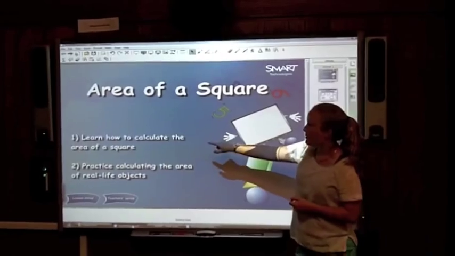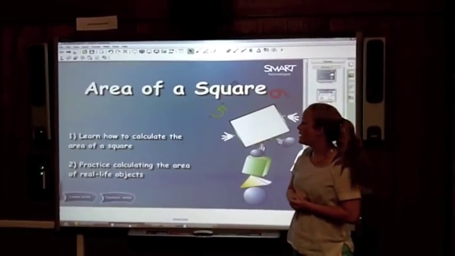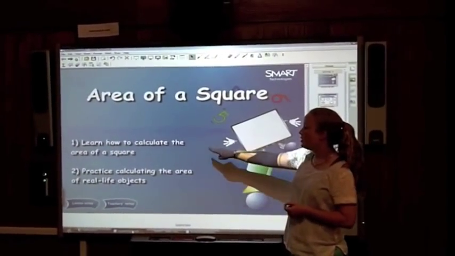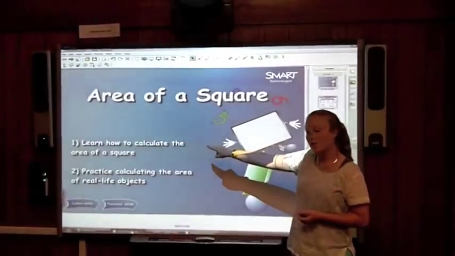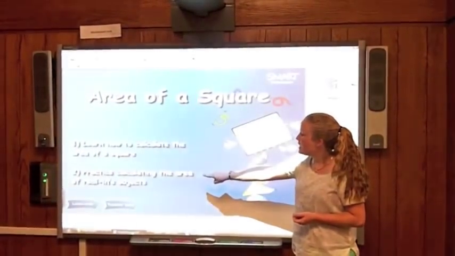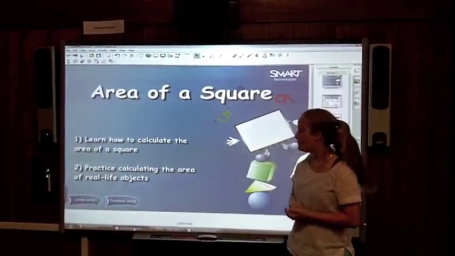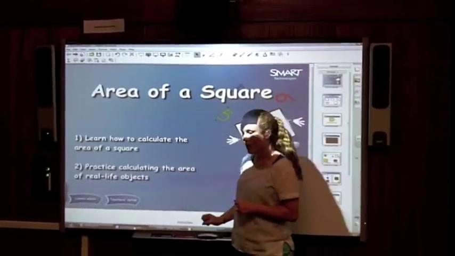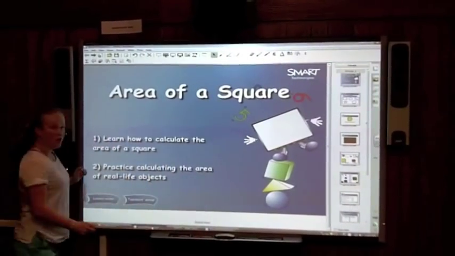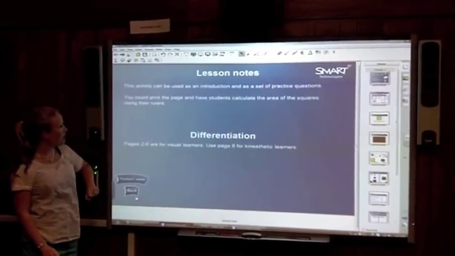It has the objectives already written for us on here. Number 1 is to learn how to calculate the area of a square. And number 2 is to practice calculating the area of real-life objects. Also, if you notice on the smartboard, it has notes for the lesson that you can click on.